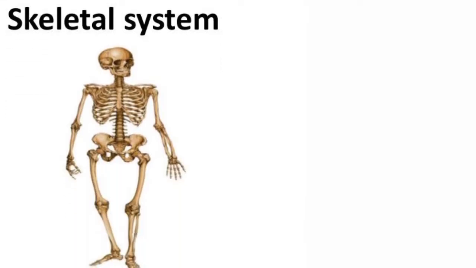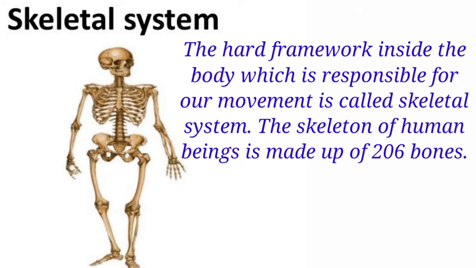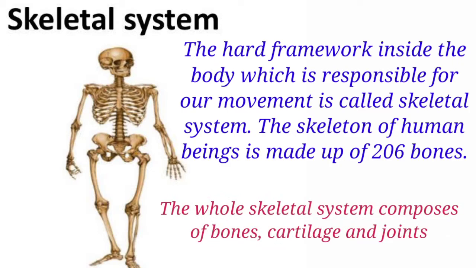Skeletal system. The hard framework inside the body which is responsible for our movement is called skeletal system. The skeleton of human beings is made up of 206 bones. The whole skeletal system is composed of bones, cartilage and joints. These structures combine to form the human skeleton.